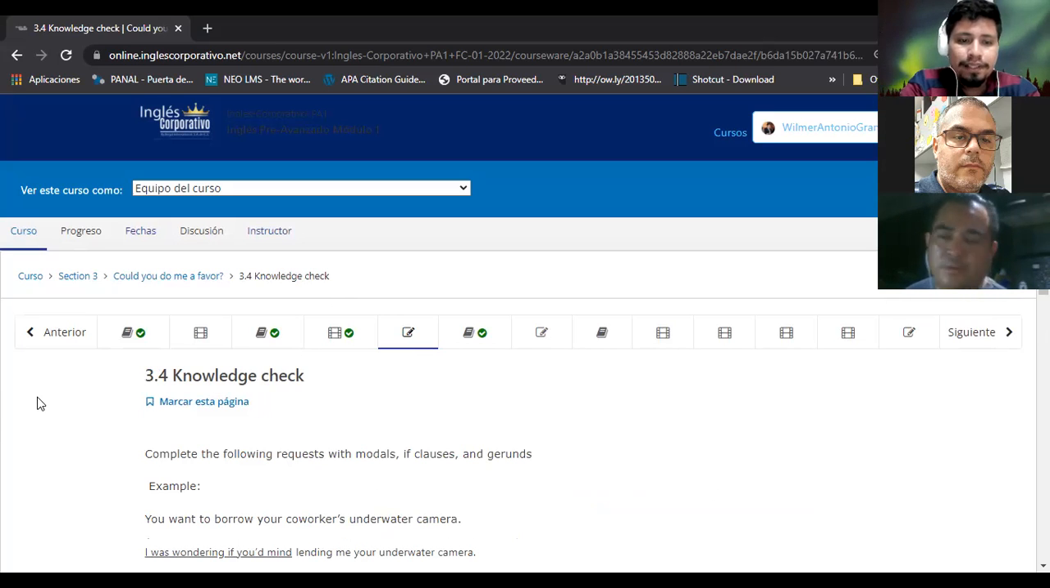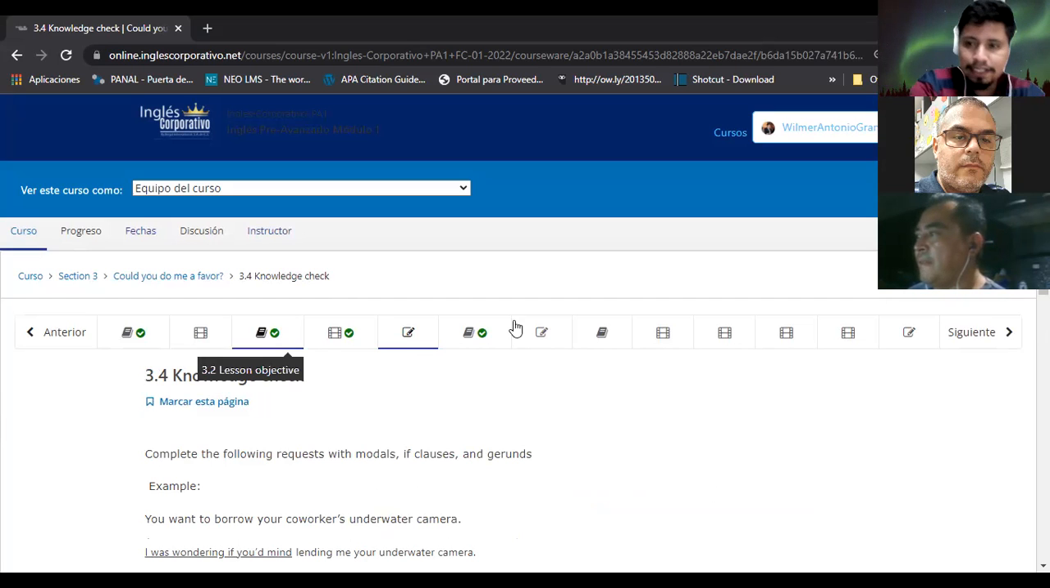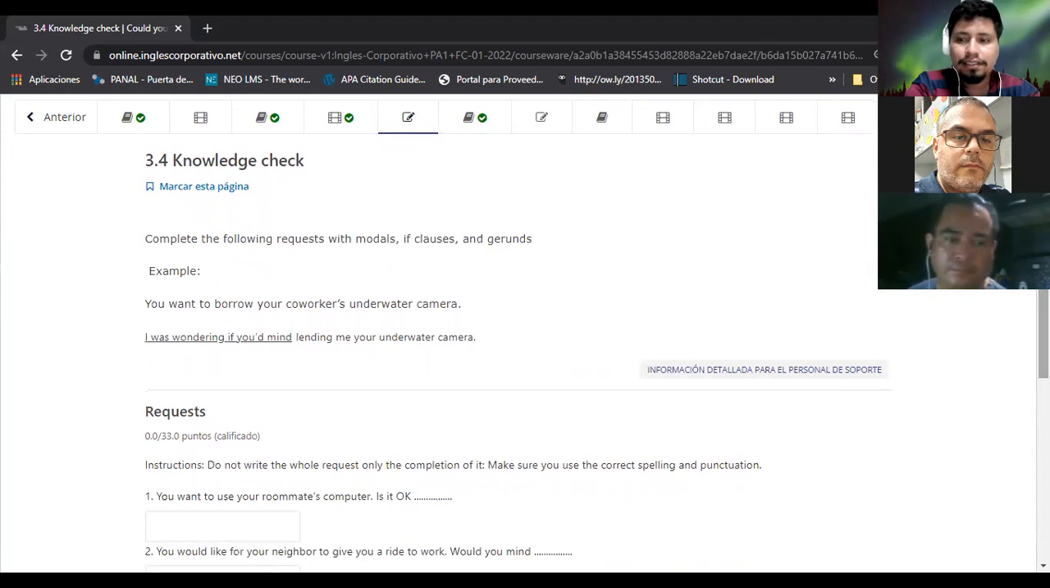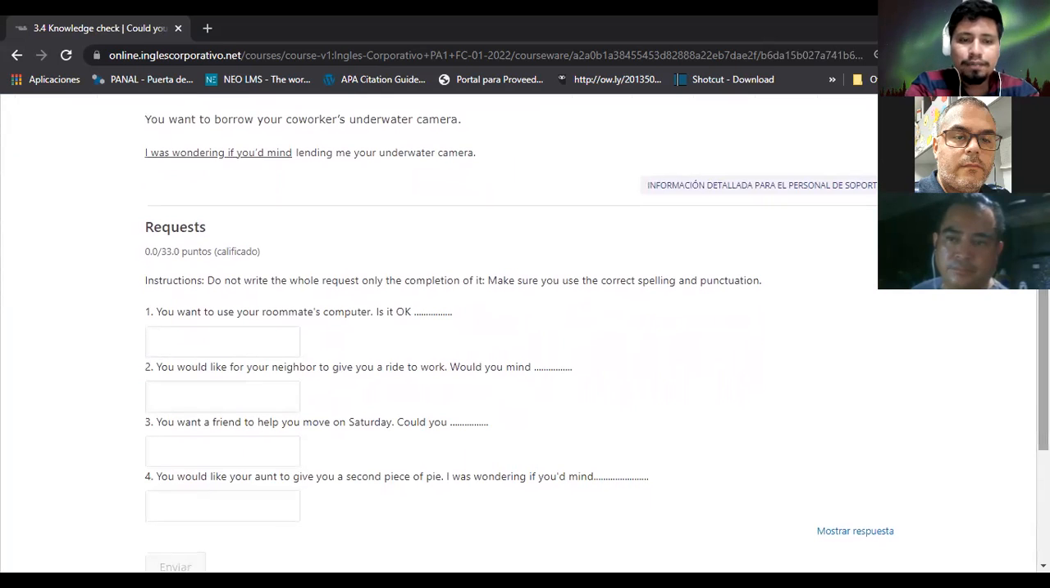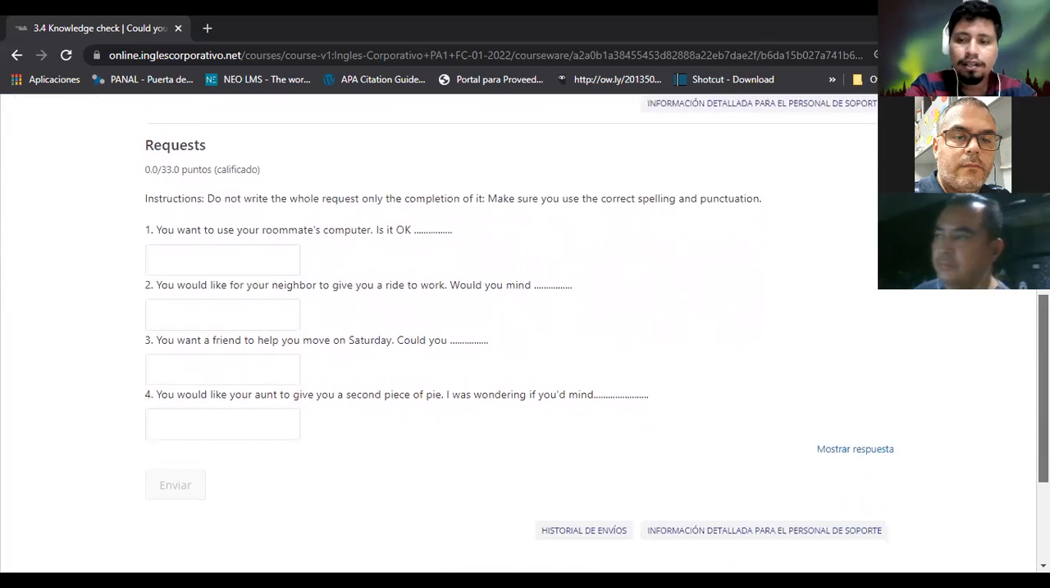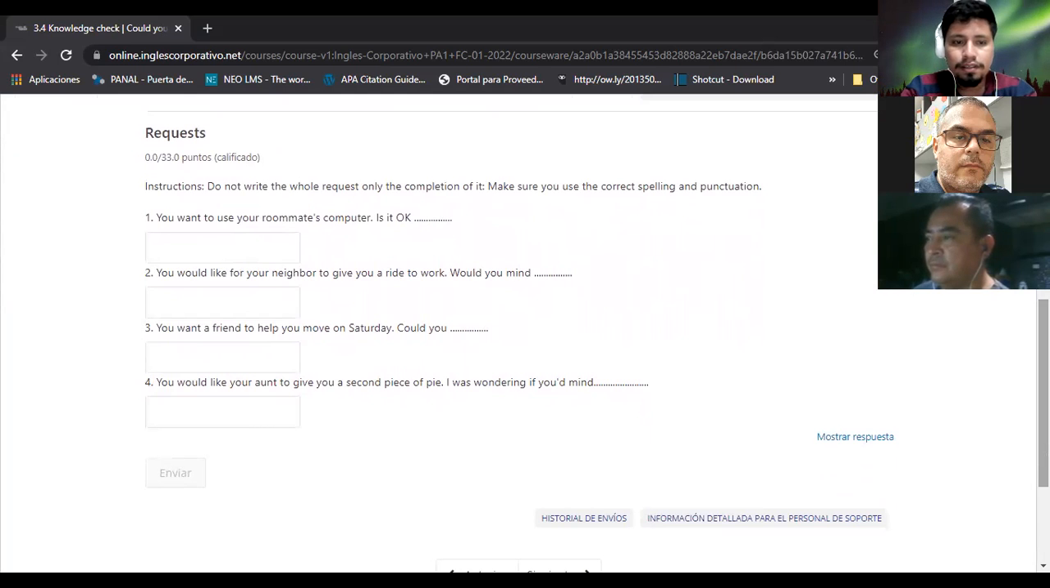It says complete the following request with modal, if clauses, and gerunds. Oh, this exercise, yes. We were discussing yesterday about this. And you said that I have some troubles in which one? Number 1, 2, 3, or 4? In the 4 one. I try different ways, but I can't get it. Me too, teacher.